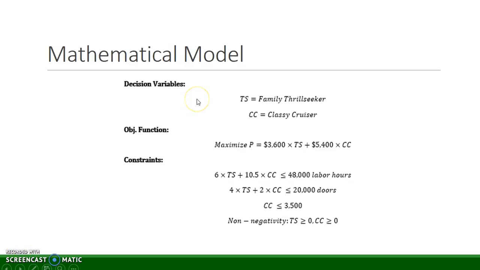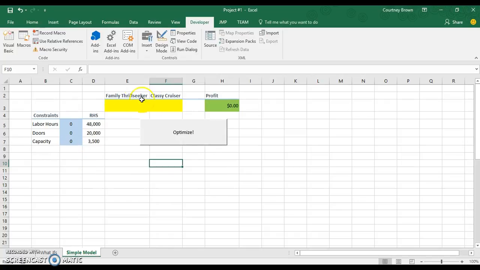Here is the mathematical model of the problem. We have our decision variables, TS for the thrill seeker and CC for the classy cruiser. We have our objective function right here, and we want to maximize profits by charging $3,600 for the thrill seeker and $5,400 for the classy cruiser. Then we have our constraints that we went over in the table: the labor hours, the doors, the capacity, and obviously we don't want to be in the negatives anywhere.